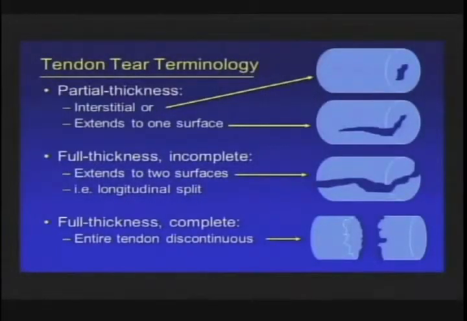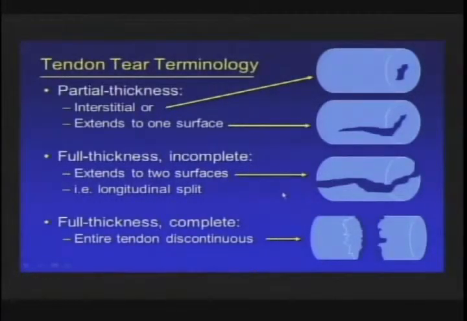One comment I want to make about terminology, because this is always confusing. First of all, when you have a partial thickness tear, you can have an interstitial or intrasubstance tear, or if it goes to one surface, this is also termed a partial thickness tear. Now this is where the confusion begins, because first of all, we know that this is a full thickness tear with retraction. But the question is, what do you call this?